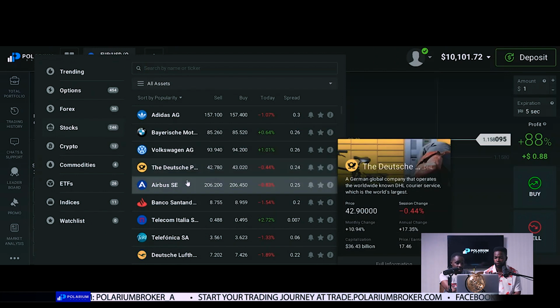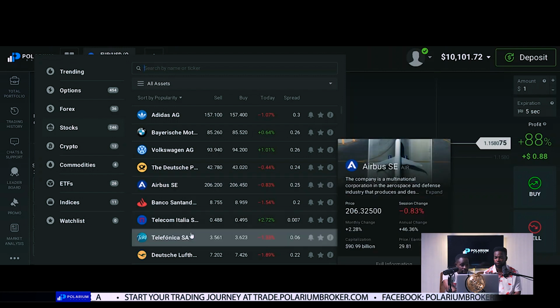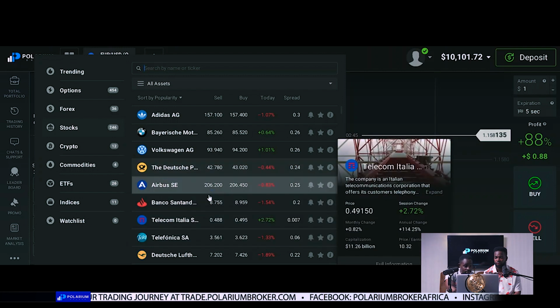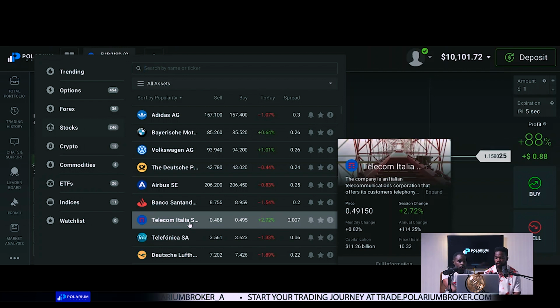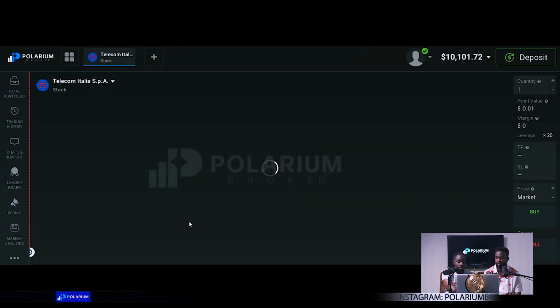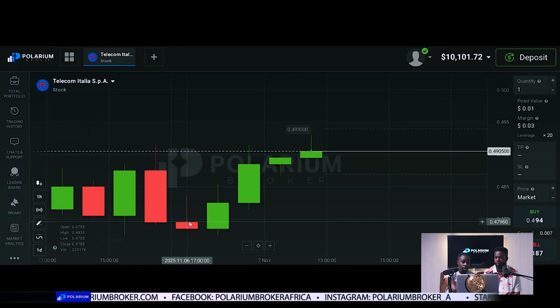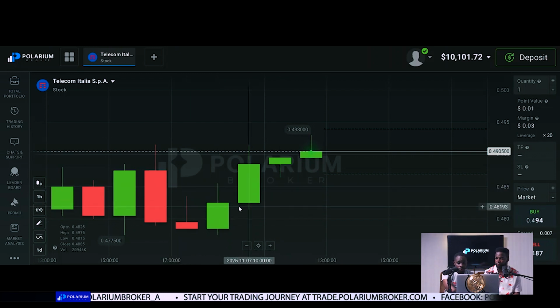Let's see, this Telecom Italia seems to have 2.72% profit today. So let's check it out. Yeah, it's on the rise. It's been rising since the beginning, since morning or thereabout.